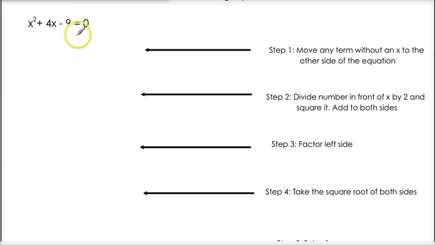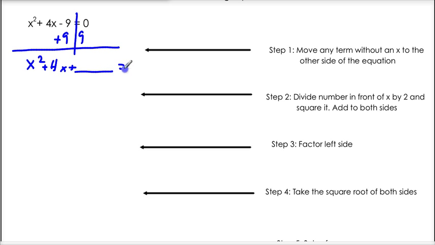All right? So the first thing to do, we're going to move any term without an x to the other side. So let's drop a line down, and we're going to add 9 to both sides because 9 doesn't have an x. And we get x squared plus 4x, remember you leave your space here, equals 9. We added 9 to both sides. Don't forget to leave your spaces.